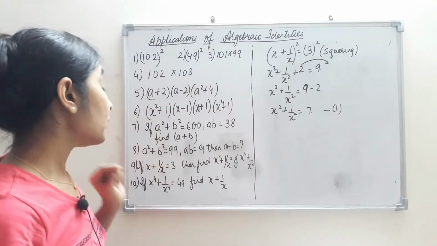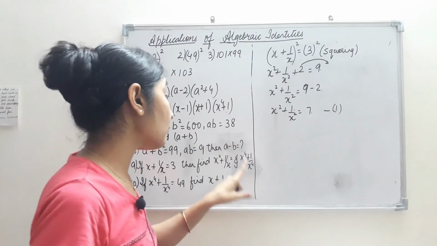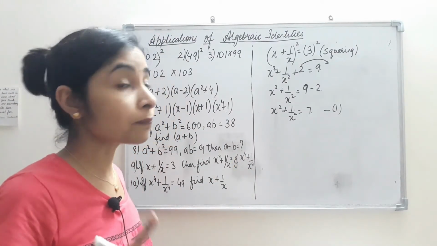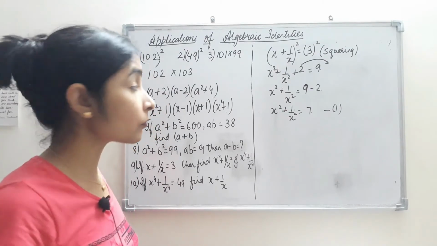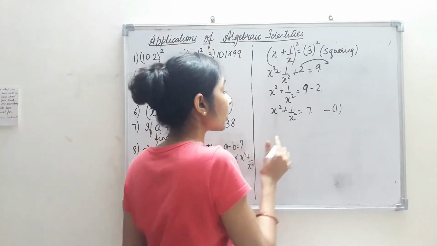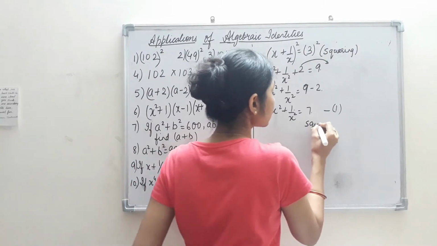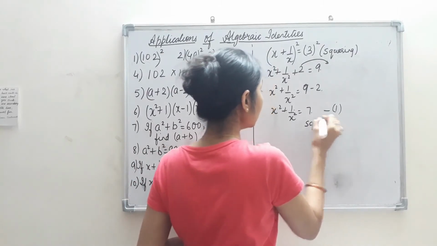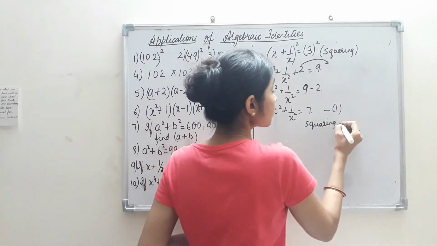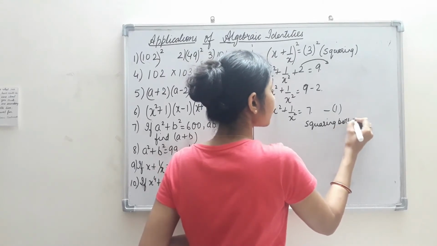Now next, we are also asked the value of x raised to the power 4 plus 1 upon x raised to the power 4. So for that, what will we do? Again we will square both the sides. Then only we will get x raised to the power 4. So again squaring both sides, what do we get?